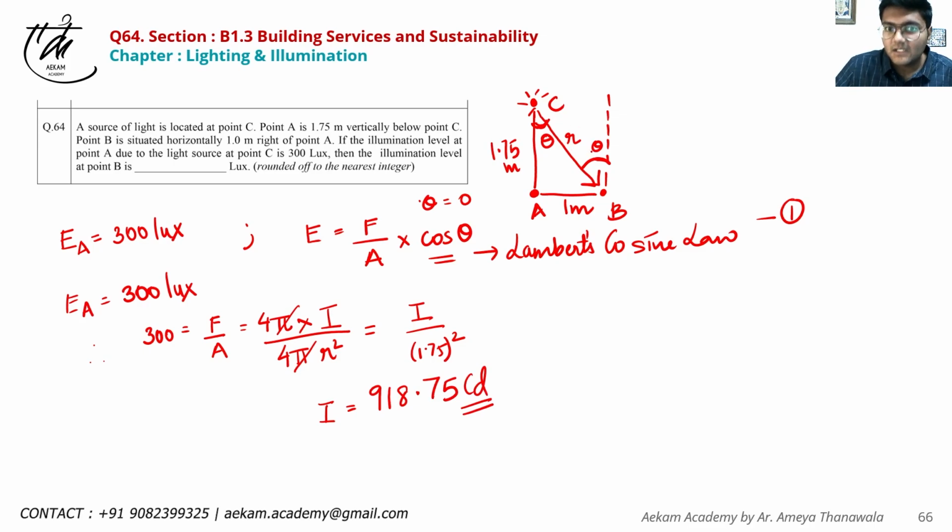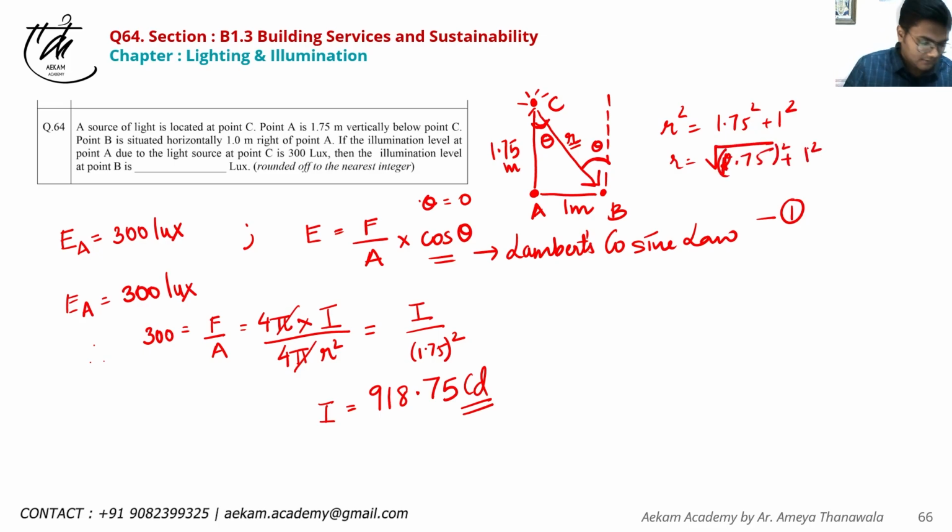This is the same. Now from Pythagoras theorem, I can actually find R, right? R is the hypotenuse, so R square is 1.75 the whole square plus 1 square. So R can be given as root of 4.0625, which is 2.015. So now you have R also.